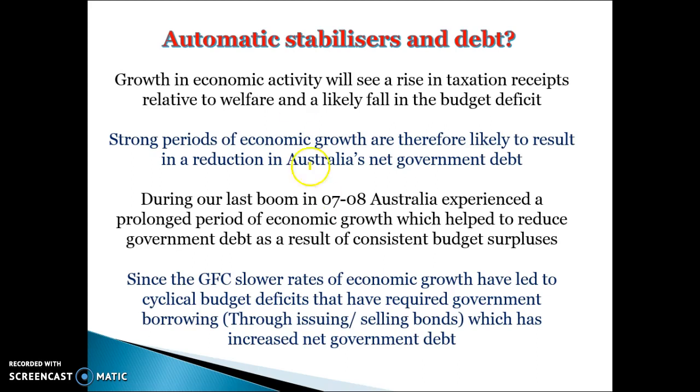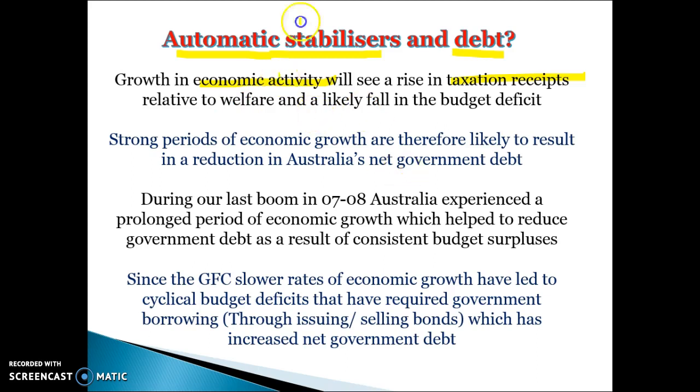When we're talking about government debt, you need to be able to link the impact of automatic stabilisers on government debt. So what I mean by that is, how do the automatic stabilisers, the taxation revenue and expenditure, impact the size of our deficit, and then how does that impact our debt? So when we experience stronger economic activity, it's likely to see an increase in taxation receipts and a decrease in welfare, which should reduce the size of the budget deficit.